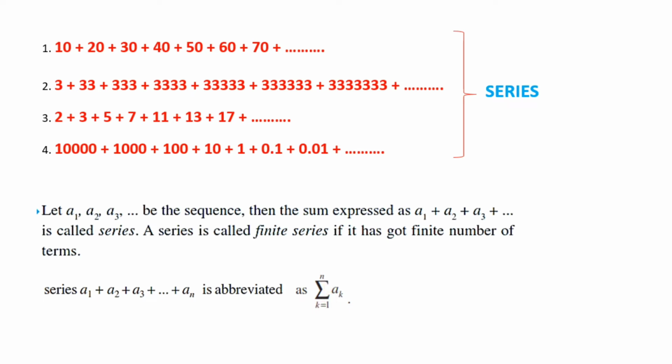K is equal to 1 to n means k stands for the position from 1 to n, meaning the first term is 1 and the last term is n. First term comes here, last term comes on the top. Then AK, that is the short form.